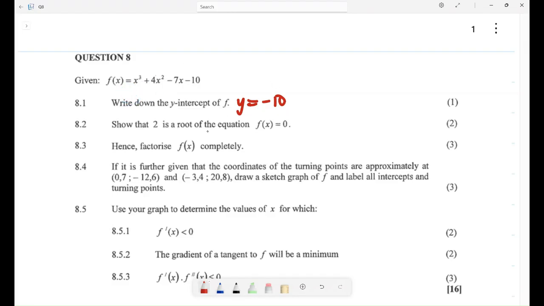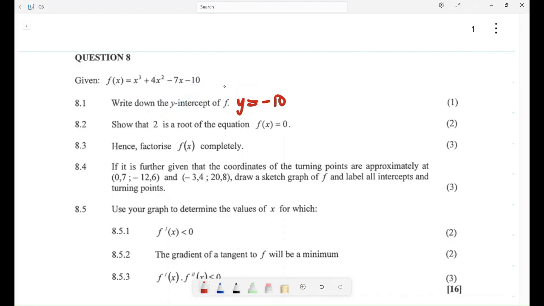Show that 2 is a root of the equation f of x is equal to 0. Now, what they are trying to say is, show us that when I substitute 2 into this equation, it will result in 0. So basically, they're saying show that f of 2 is equal to 0. Okay, so how are you gonna do that?